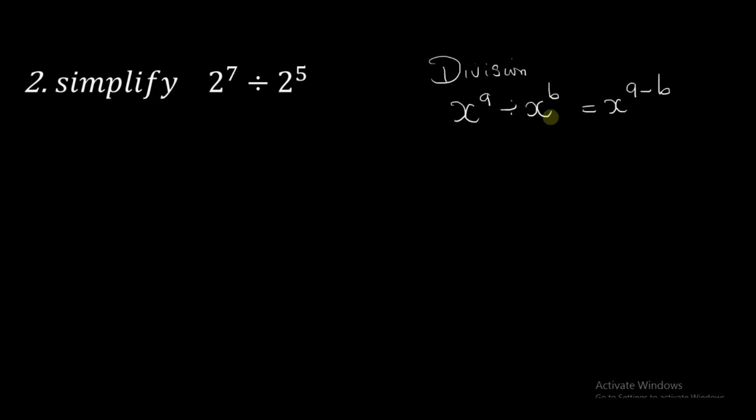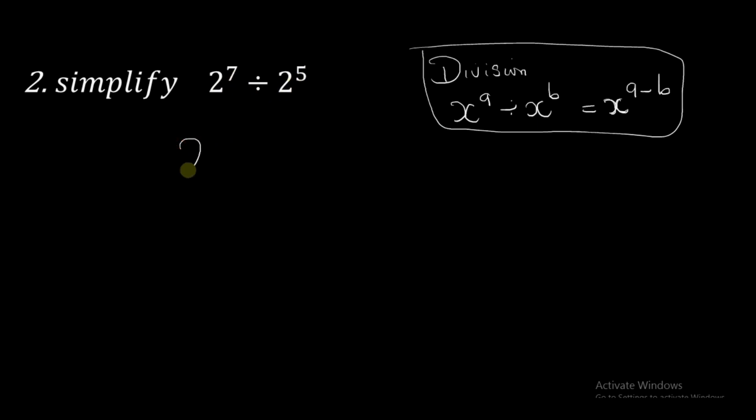So if you have two root numbers which are the same, what you need to do is take one of the root numbers and then subtract the powers. This is what the division law is all about. So if we apply this law here, we have 2 raised to the power of 7 divided by 2 raised to the power of 5. Since the root number in this index number is 2 and the root number in this index number is 2, it shows that the root numbers are the same.